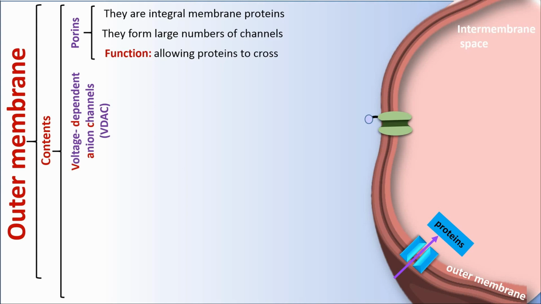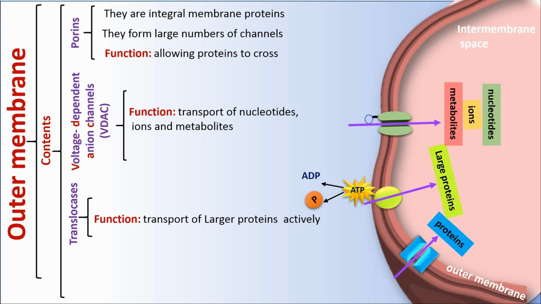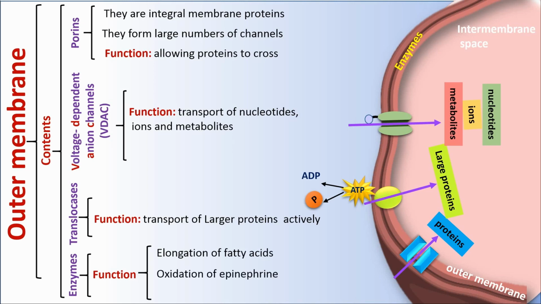Another content of the outer membrane is voltage-dependent anion channels, or VDAC. They play a role in transport of nucleotides, ions, and metabolites. Another content is translocases. They play a role in active transport of larger proteins, and enzymes. They play roles in elongation of fatty acids, oxidation of epinephrine, and degradation of tryptophan.